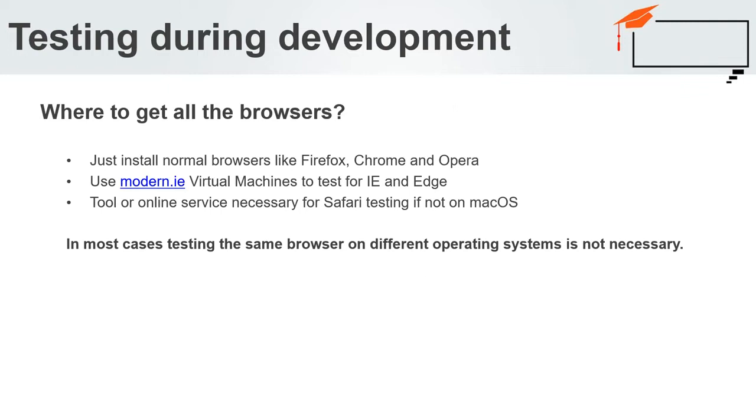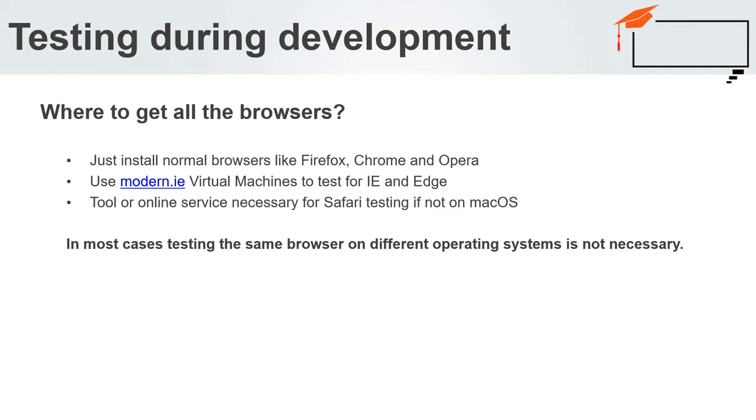Let's get to the real testing part here. For testing during development, you will need the browser somewhere. Most browsers you can install on your machine, so you can install Firefox, you can install Chrome, you can install Opera, and you can test with the latest version of this browser on your local machine, which is really convenient.